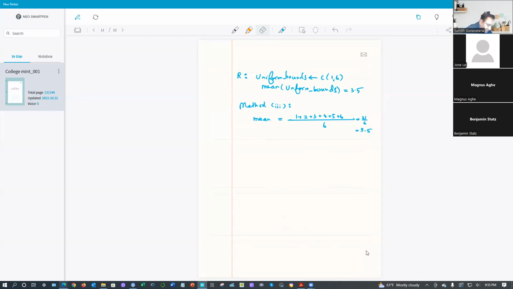So I'm going to split this one like this. Look at what I'm going to do. 1 plus 2 plus 3 plus 4 plus 5 plus 6. I'm going to take the 1/6 out. Then I'm going to rewrite this one: 1 times 1/6 plus 2 times 1/6 plus 3 times 1/6 plus 4 times 1/6 plus 5 times 1/6 plus 6 times 1/6.